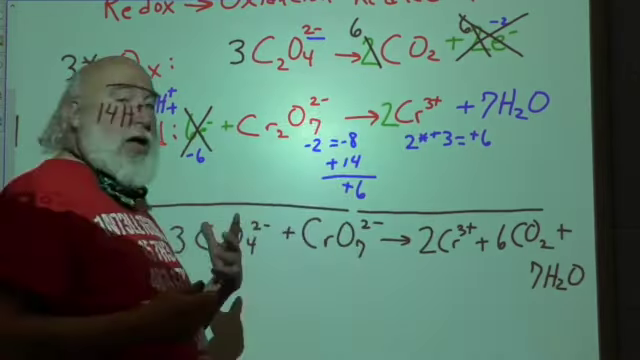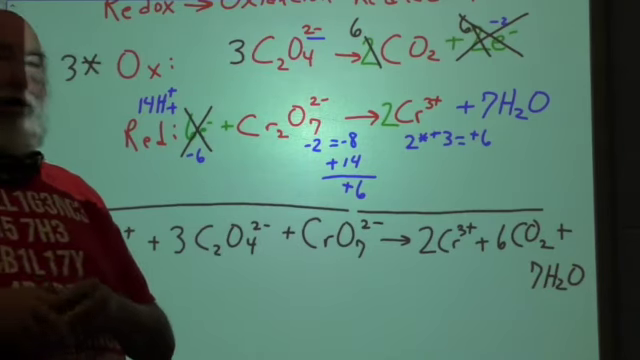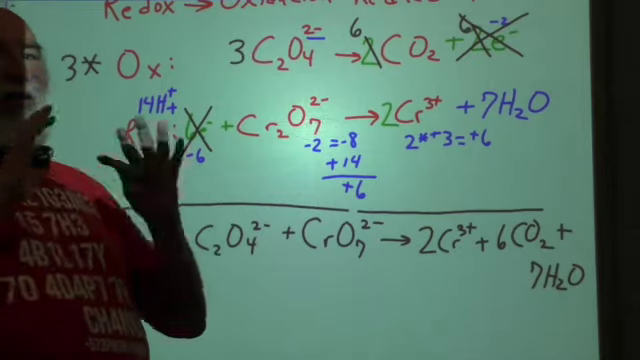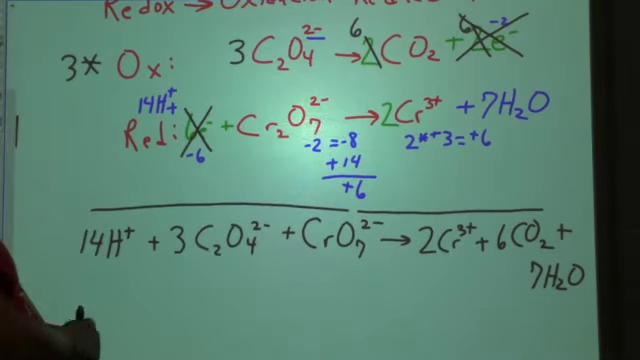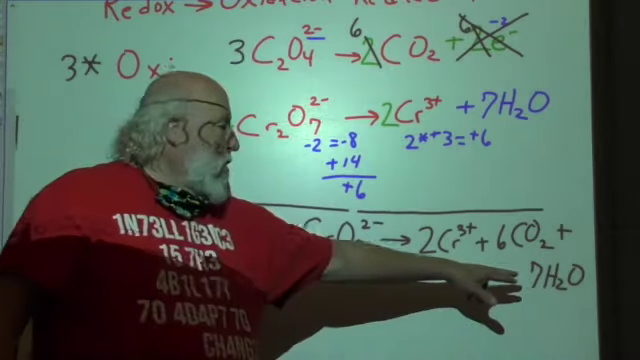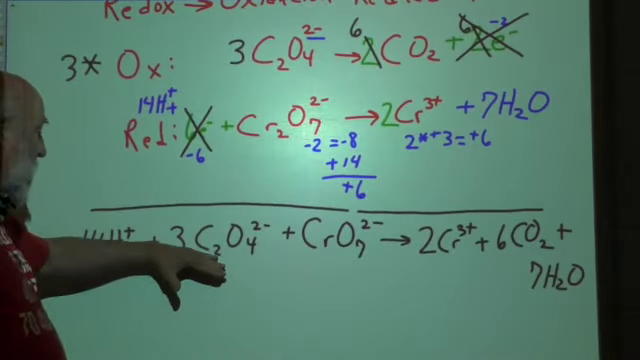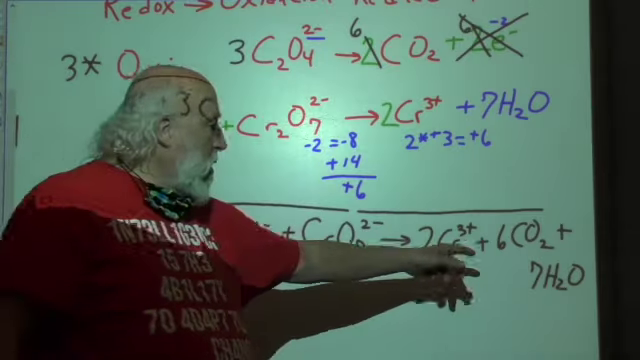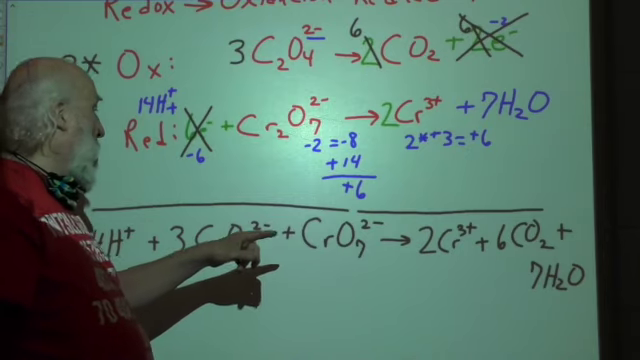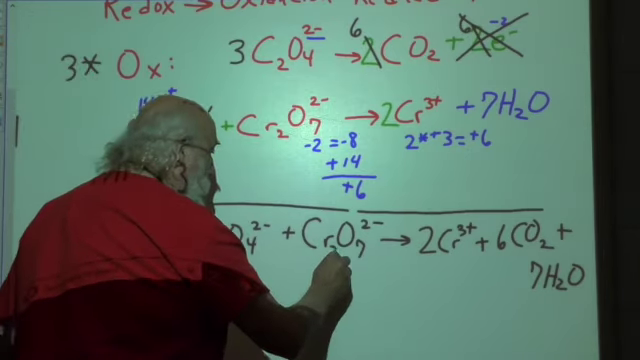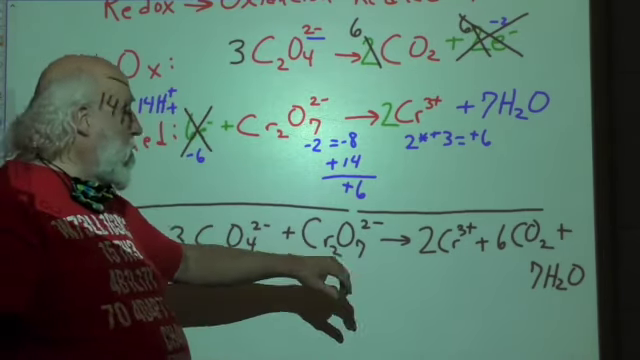Now, technically you're done. But what I like to do to make sure I've done everything correctly is double check and make sure that everything balances. Atoms, charges, both, okay? So we got 14 hydrogens here, 14 hydrogens here. I got 6, 3 times 2, 6 carbons here, 6 carbons here. I have, whoops, I forgot the 2 here, Cr2O7. I have 2 chromiums here, 2 chromiums here.